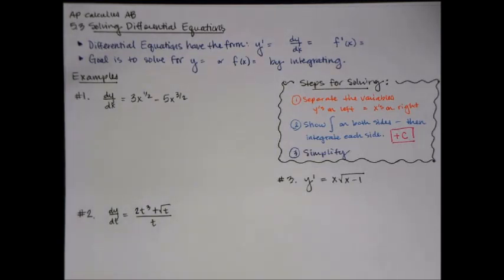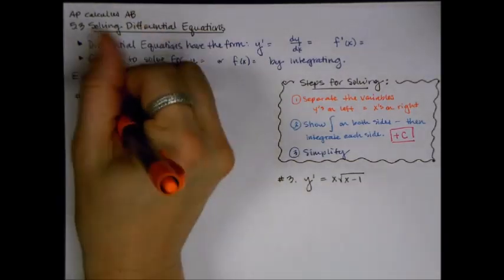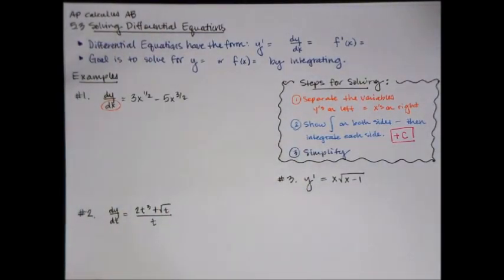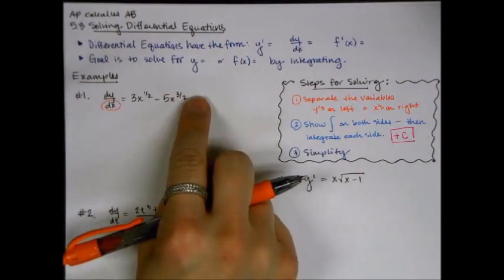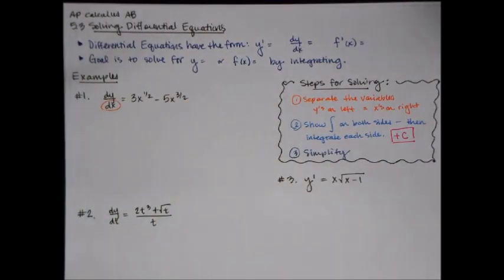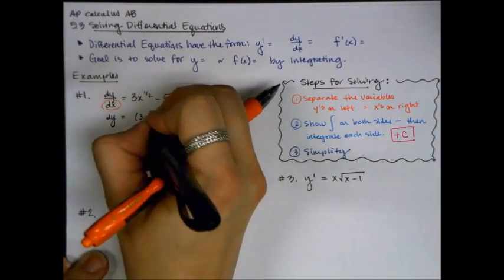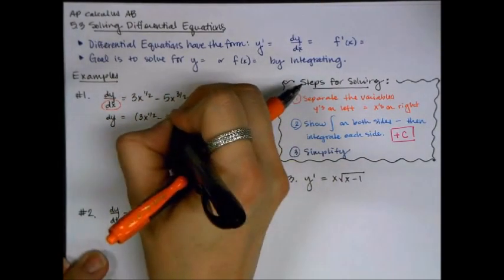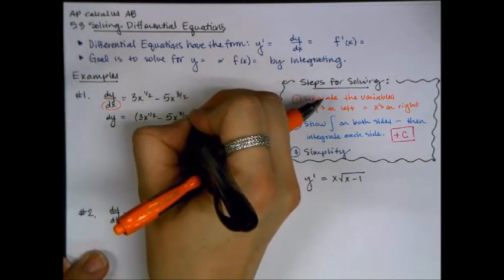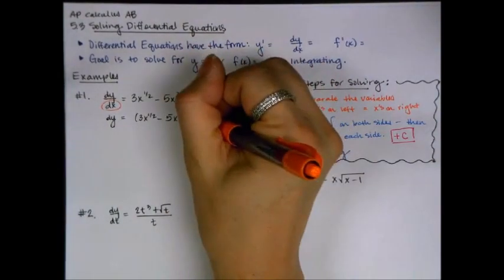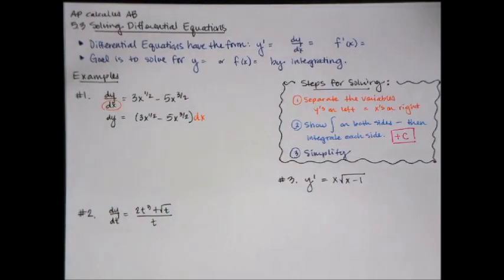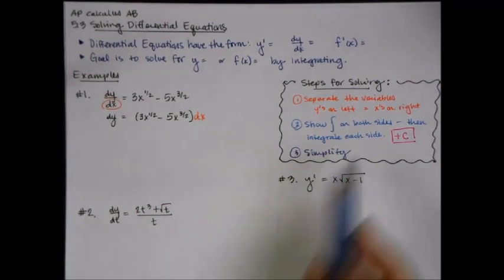So we're going to start with step 1 here, which just says to separate the variables. My goal is to move dx over to the right, and I'll do that just by multiplying it over. All right, step 2, I want to show my integral on both sides and then integrate each side.